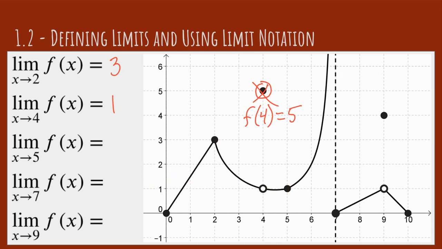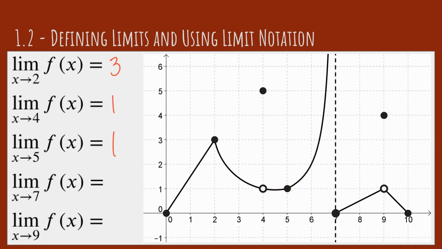At x equals 5, this is a continuous function. You've probably talked about continuity from an informal perspective. Basically, can you draw the function without lifting your pencil? In this case, yes. So as we approach 5 from the left and as we approach 5 from the right, the function is approaching 1 from both sides. So the value of that limit is 1.